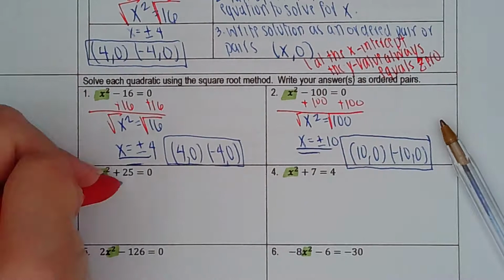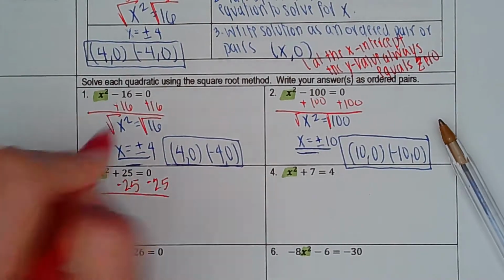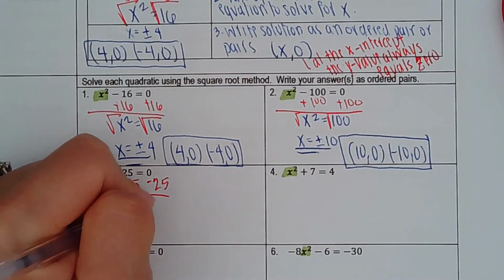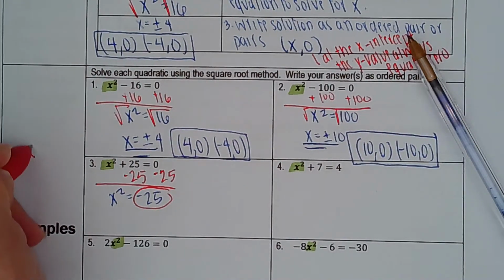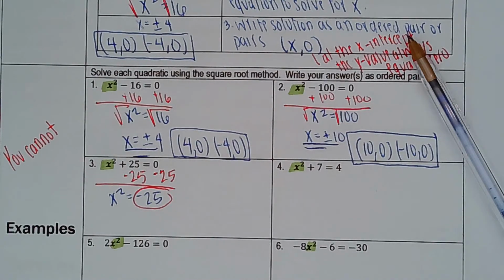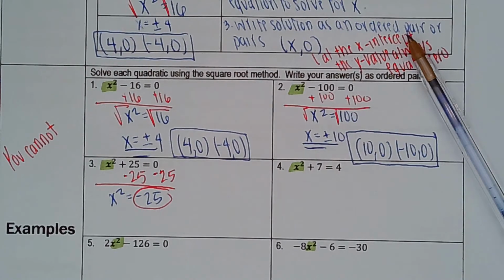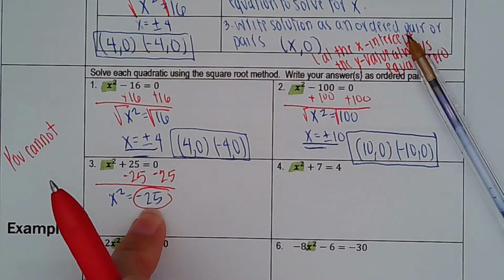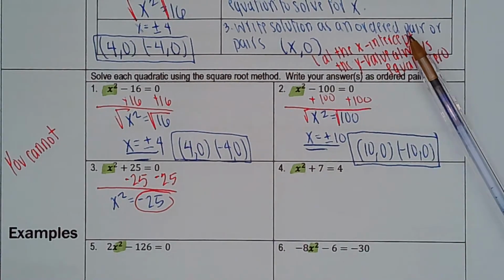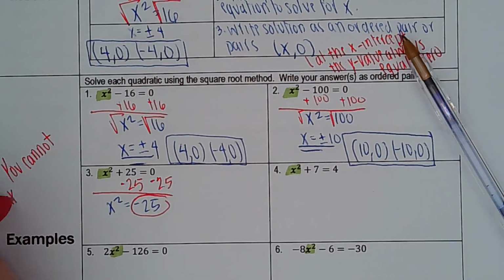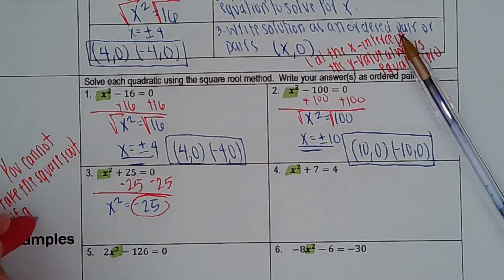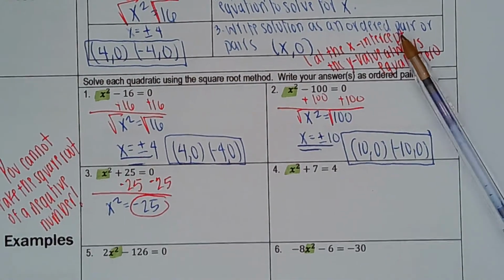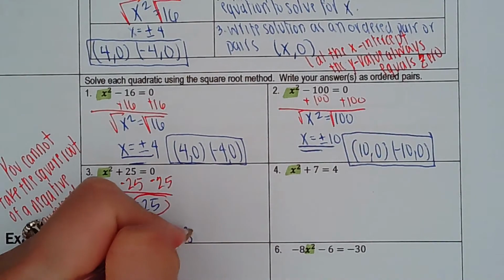And I'm going to have negative 25 minus 25 and minus 25. End up with x squared equals negative 25. Uh-oh. Right here, you cannot take the square root of a negative number. There's no numbers that when you multiply them by themselves are going to be negative. It doesn't exist in this type of situation. Once you get to pre-calc, imaginary numbers, or maybe algebra 2, I don't know. So you cannot take the square root of a negative number. All right, so your answer here would be no solution.